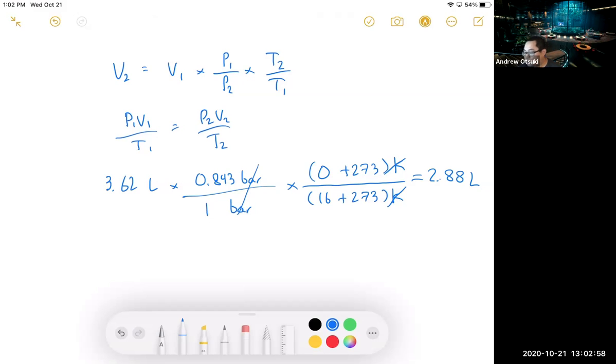So now we have 2.88 liters as our final answer. Let me just fix that here. So hopefully that was okay, guys. So always check your fractions that they make sense. For example, here, my volume decreased, so my pressure fraction should be less than 1, because my P2 is large, and my temperature fraction should be less than 1 because my temperature decreased going to T2, so it should decrease. My volume should also decrease, and that checks out.